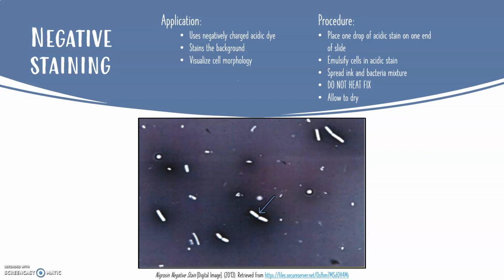Now, depending on the acidic dye that you use, here, the stain that was used is India ink, which will stain the background black, but you will still see that your cells are going to appear white or clear, showing that this specific bacteria has a diplobacilli morphology, meaning that it's rod-shaped and paired.